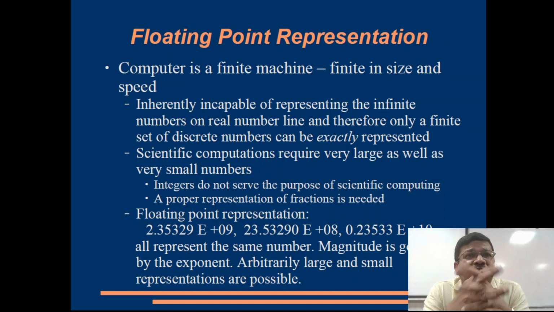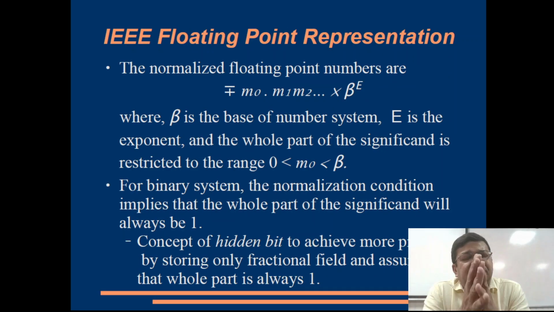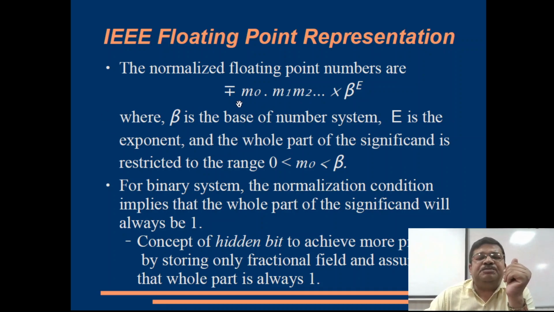And for that purpose, floating point representation was devised, and binary encoding is of course used. And by virtue of that, in the standard floating point representation for the binary number system, the whole part can only be 1, and therefore that 1 is never stored. It is always assumed to be there, and the standard format is plus or minus m0, that is the whole part of the mantissa. This is the separator between the positive exponent and negative exponents, and these are the fractional bits m1, m2, m3. These are the fractional negative exponents of the base, multiplied by beta, which is the base of the number system, raised to the power e, that's the exponent.